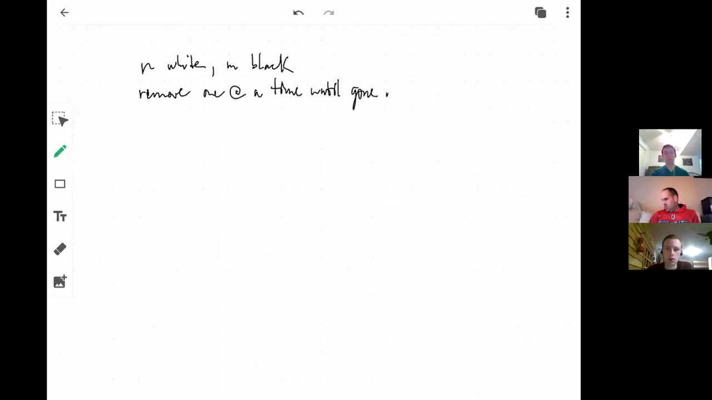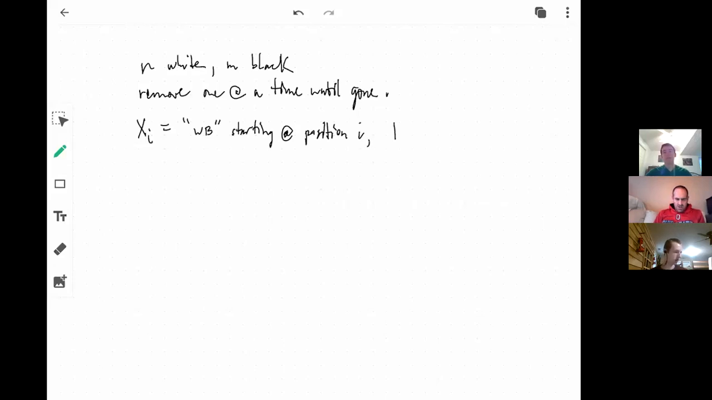Okay. So you're going to let X_i equal the event where you have a white-black starting at position i. And 1 is less than or equal to i, which is less than or equal to N plus M minus 1. Yeah. Okay.